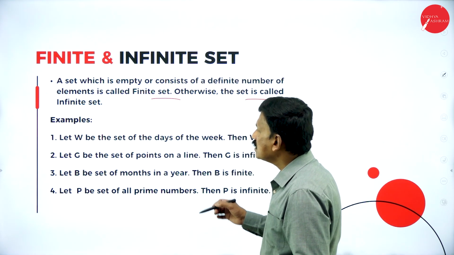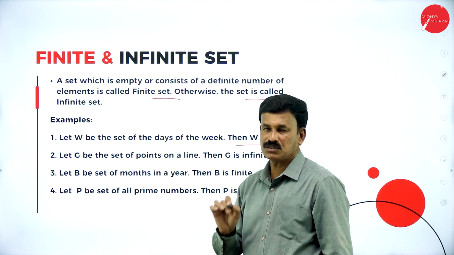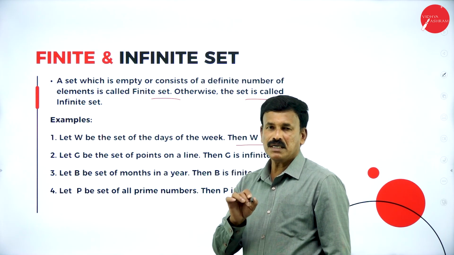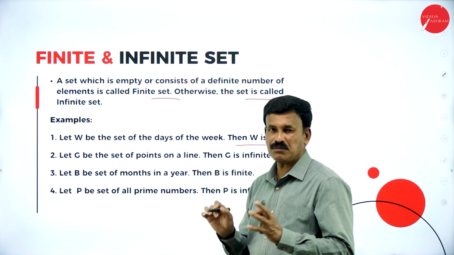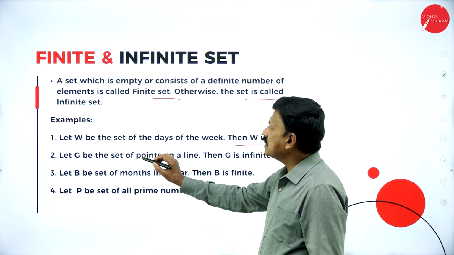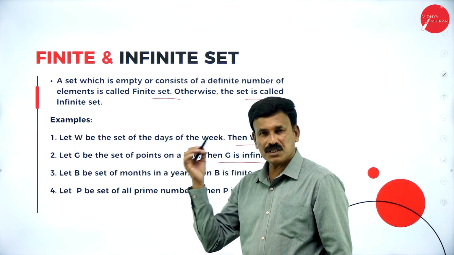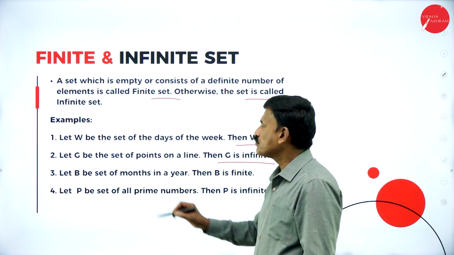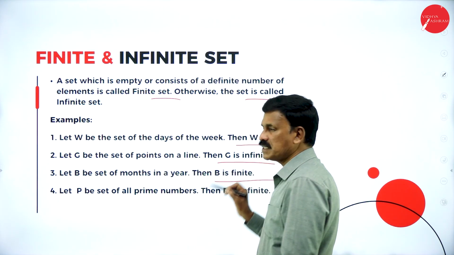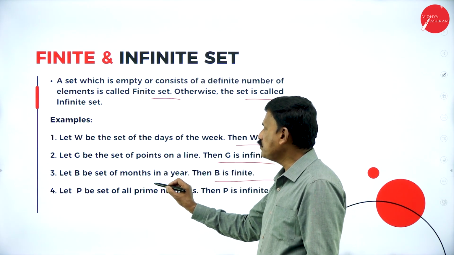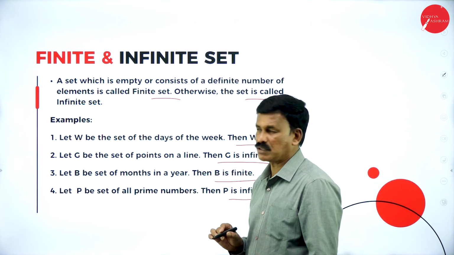Now, examples. Let W be the set of days in the week, that is a finite set. In a week, we have 7 days: Sunday, Monday, Tuesday, Wednesday, and so on. Therefore, it contains a finite number of days. Let G be the set of points on a line. This is infinite, as there are infinitely many points on a line. The set B, the set of months in a year, is a finite set. Similarly, let P be the set of all prime numbers. Then prime numbers are infinite.